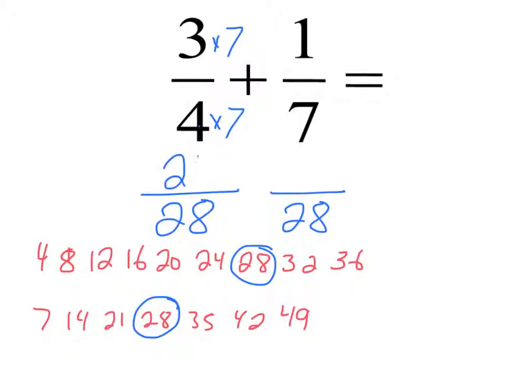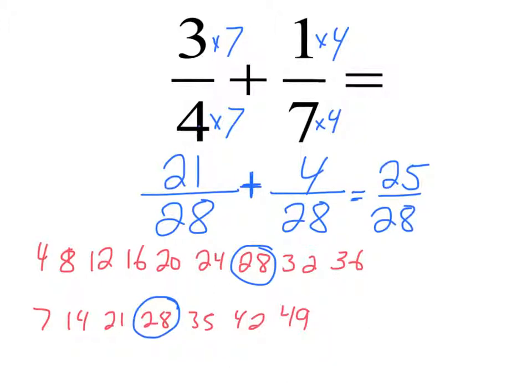3 times 7 is 21. For my 7 to get to 28, I multiplied times 4. So I do the same thing up top and get 4/28ths. And this problem is an addition problem. So I go ahead and add 21/28ths plus 4/28ths is 25/28ths. Then I check, can 25/28ths be simplified? In this case, it can't. There's nothing that 25 can be divided by that 28 can also be divided by. So 25/28ths is my final answer.